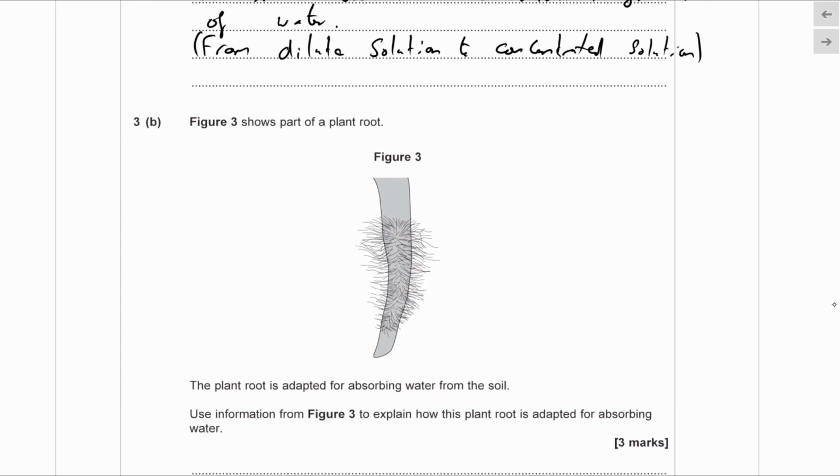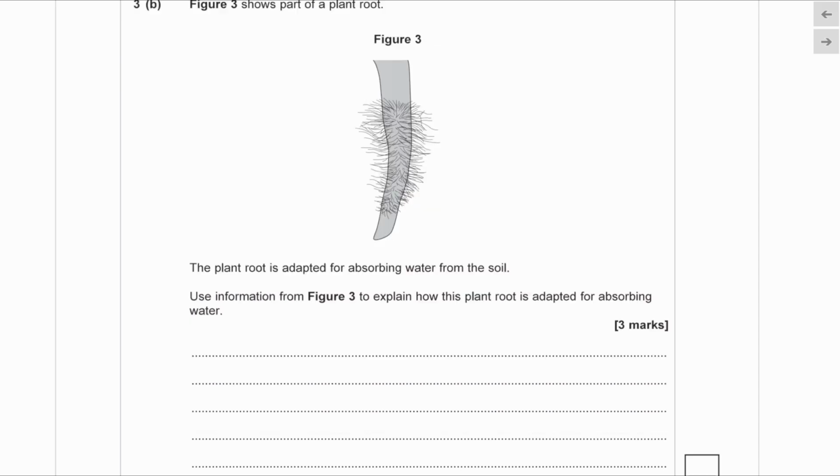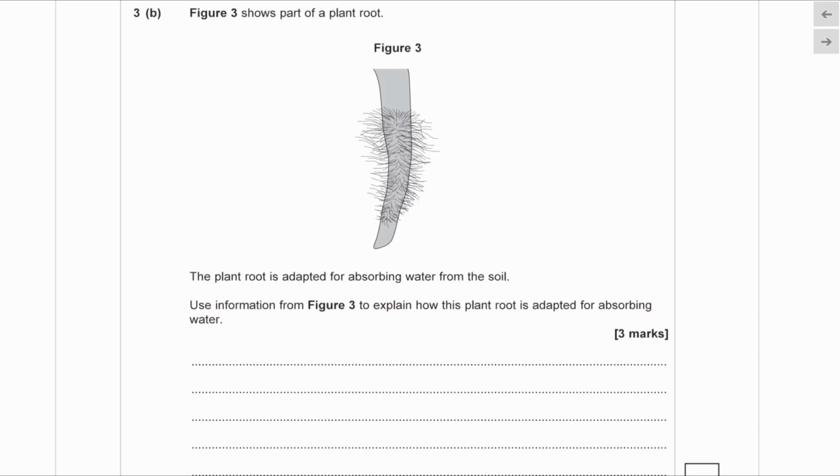So in 3b, we are told that figure 3 shows parts of a plant root. This plant root is adapted for absorbing water from the soil. Use information from figure 3 to explain how this plant root is adapted for absorbing the water. Now this is really simple. What you can see here, the main part are these hairs, the root hairs. They are really thin and really long, and they have an extremely high surface area compared to their volume.